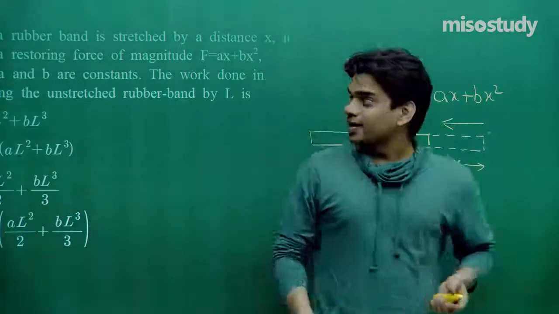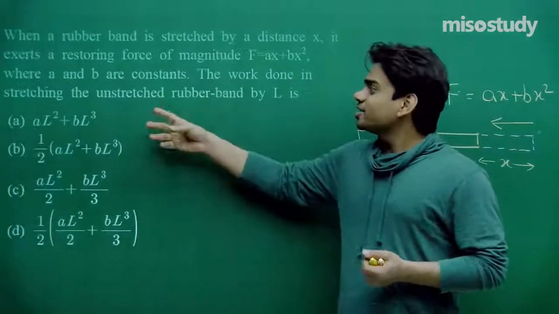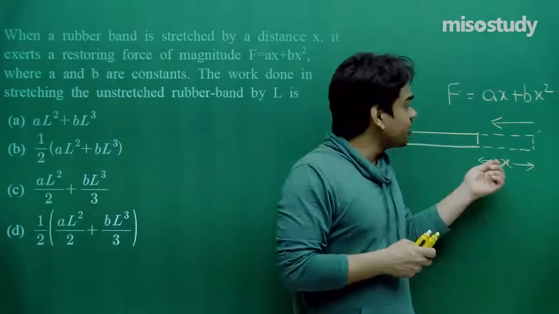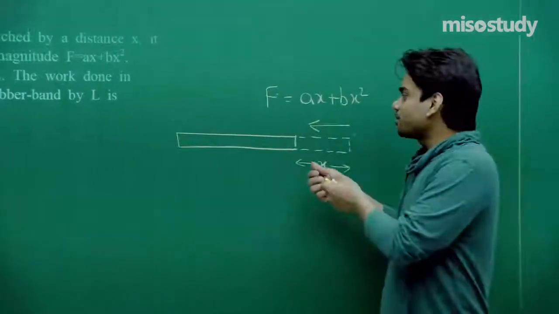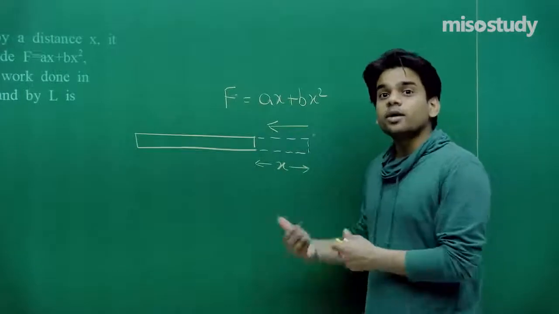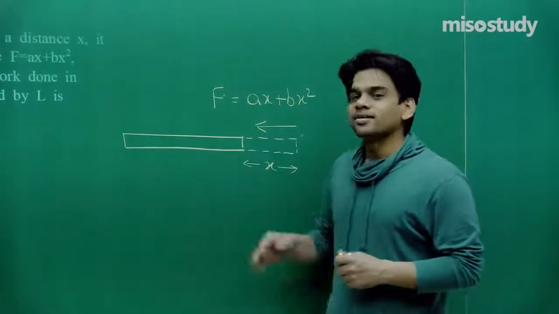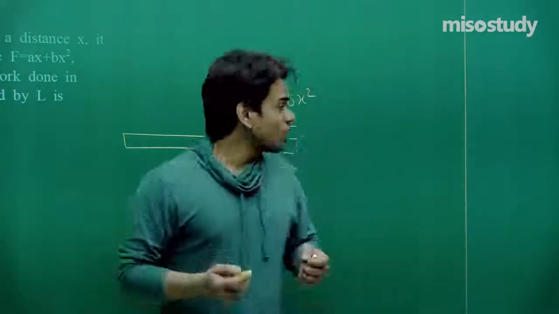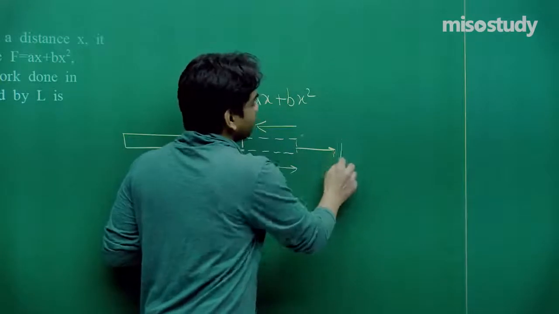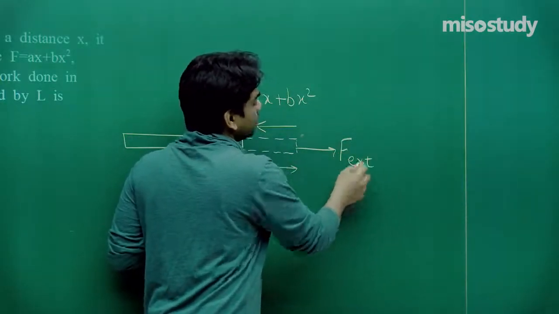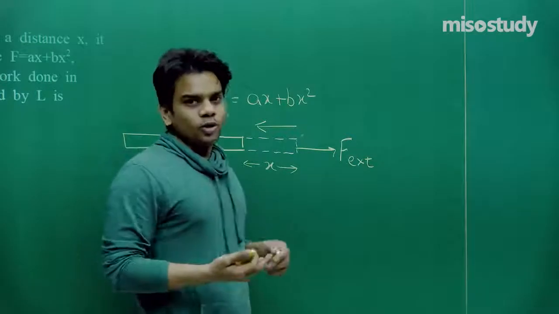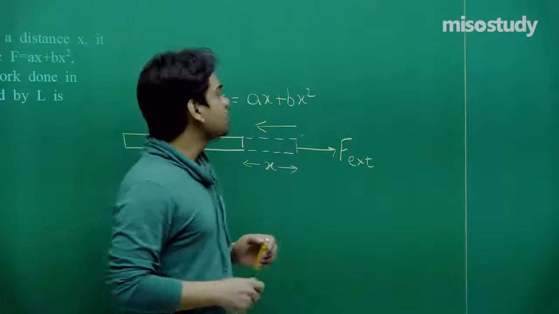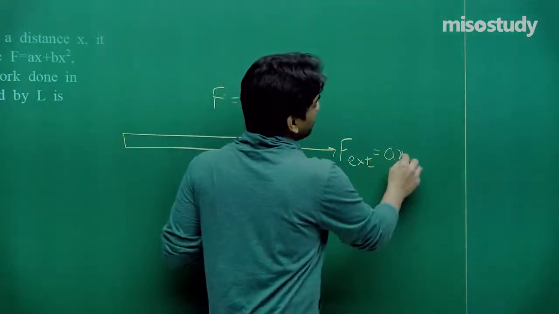Now we need to find out the work done in stretching the unstretched rubber band by L. That means on stretching we have to do some work. If I stretch this rubber band, I have to overcome the restoring force that is trying to pull back the rubber band to its natural length. That means we should apply an external force just opposite to this restoring force. To pull it slowly, the F external should be equal to the restoring force, that is ax plus bx square.